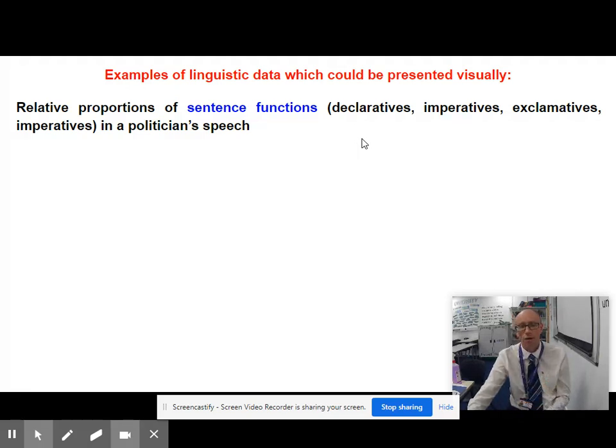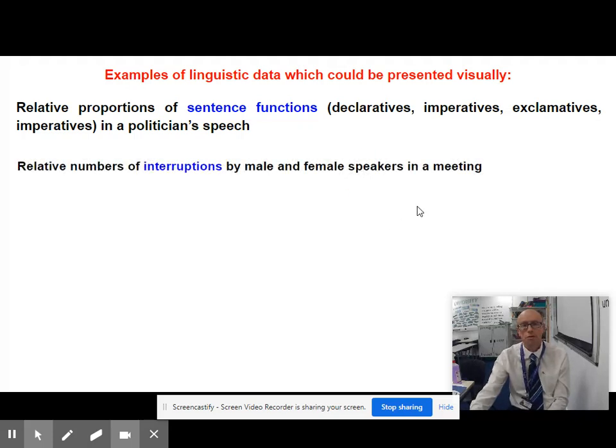What you also need to be aware of, however, is that just by labeling something, for example, as an interrogative, that is not the end of the story, because an interrogative may have a questioning function, but on the other hand, an interrogative may have some other kind of function. For example, it might have a rhetorical function, or actually it may function as a declarative. So, your linguistic data can be presented in a visual way, but don't let that dumb down or simplify the actual data in front of you. Okay, so sentence functions could be presented in a visual way.